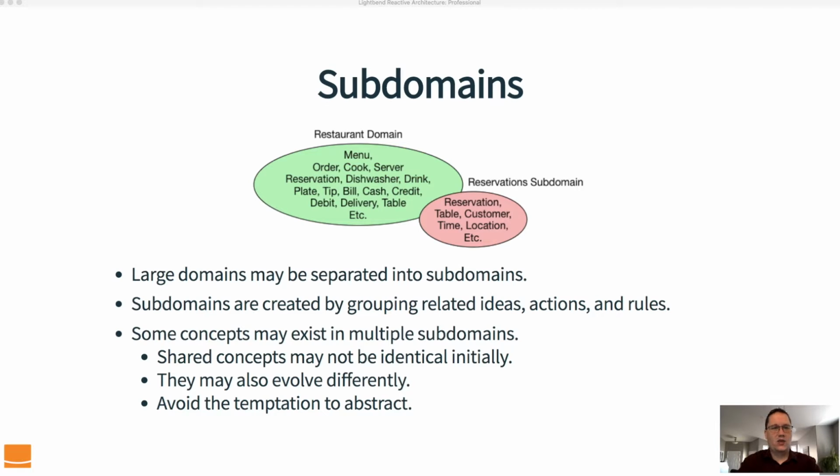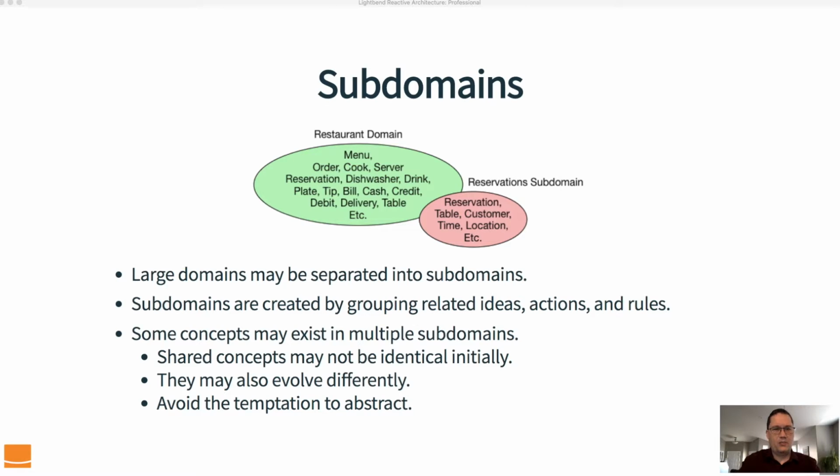What we may realize, though, is that some parts of that may exist in multiple subdomains. Customer, for example, is probably going to exist in other subdomains as well. It's not strictly limited to reservations. So we have to recognize the fact that some of these concepts can actually cross multiple subdomains. Now, it's also important to realize that those shared concepts, such as customer, may not be identical initially, so they may actually look different. They also may look initially the same, but then evolve differently over time.